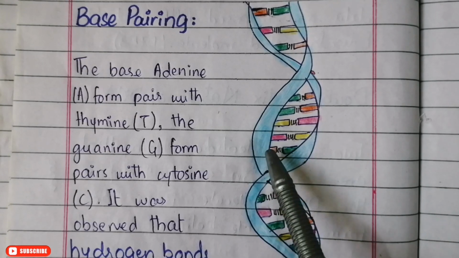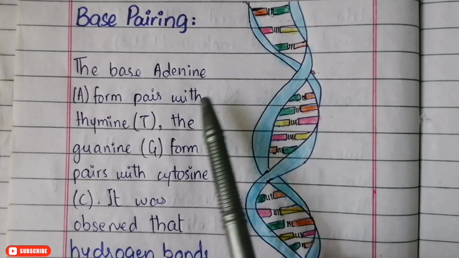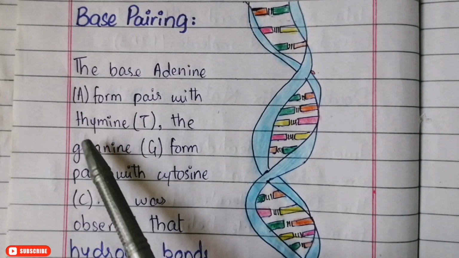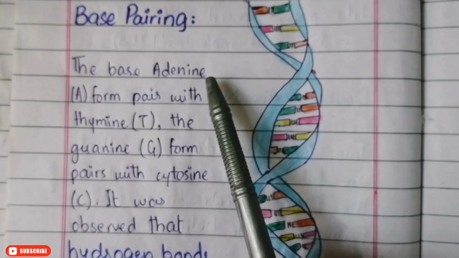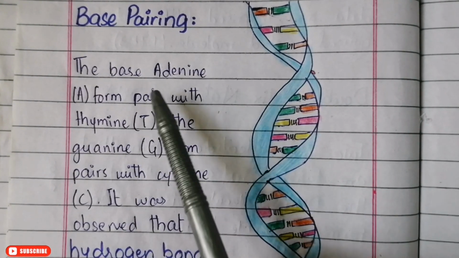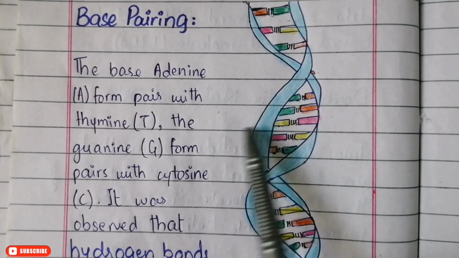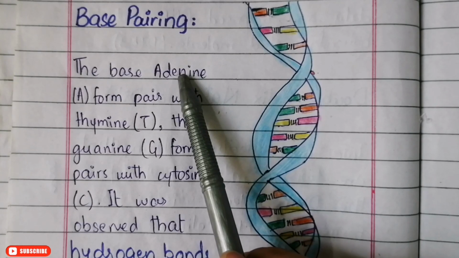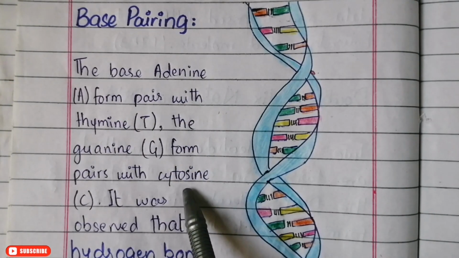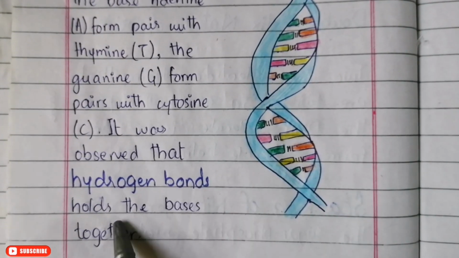There are only four types of nitrogenous bases present in eukaryotic human cells. The first one is adenine, which forms base pairs with thymine. So the nitrogenous bases present are adenine, thymine, guanine and cytosine. These four are the nitrogenous bases. And how do they bond with each other? Adenine always forms a bond with thymine, and guanine always forms a bond with cytosine. It was observed that these bonds are known as hydrogen bonds.